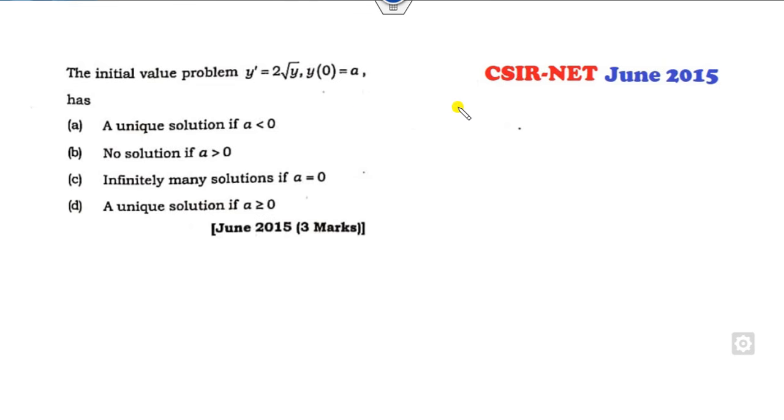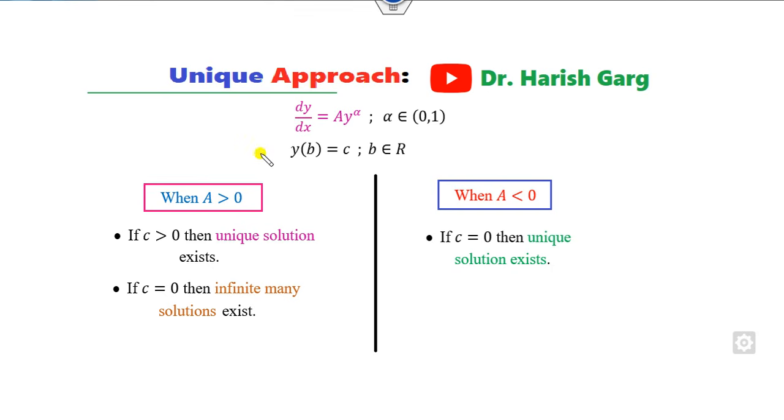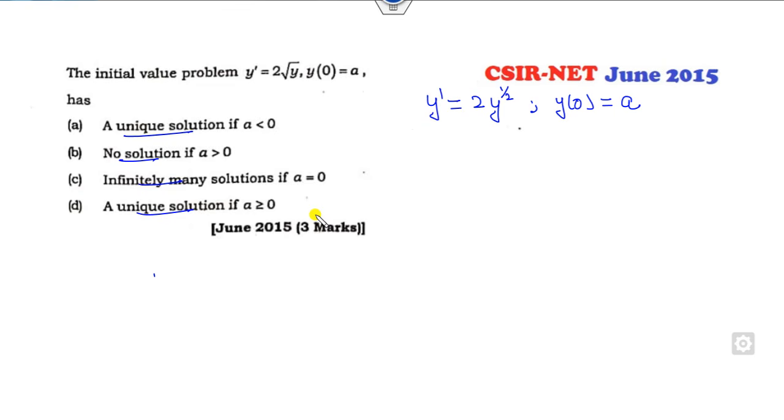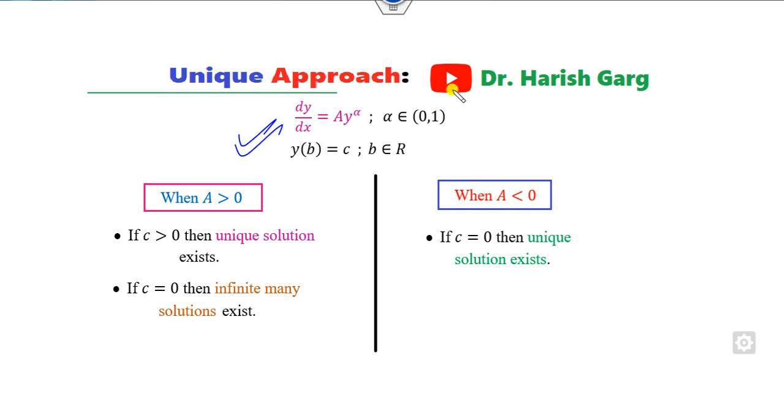Look at this problem. y dash equals 2 y raised to power half, y of 0 is a. Now very simple. In this case, do they ask you to find the solution? No, they simply ask unique, no, infinite, unique. So what is the shortcut trick for you? Always apply this trick. Look at that. Half alpha lies between 0 and 1, satisfied.